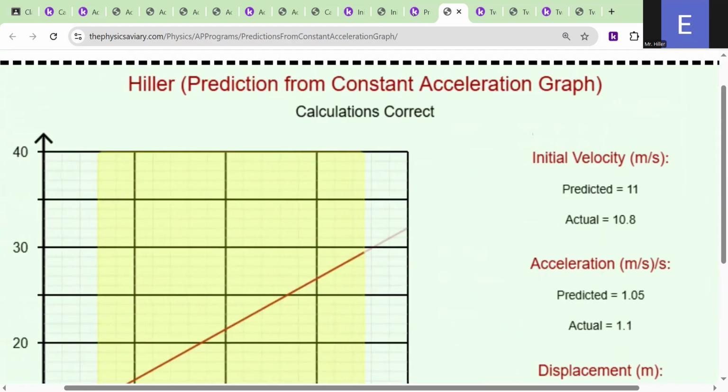All right, there we go. Able to get it correct. All right, if you were able to get it correct as well, on to question number 9.